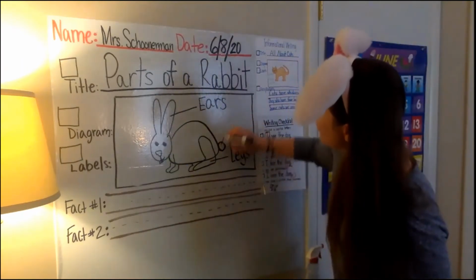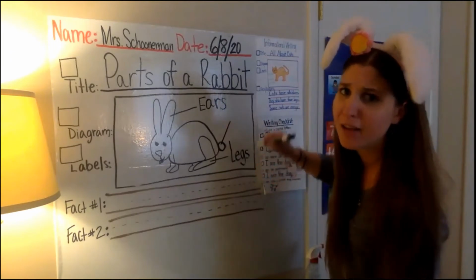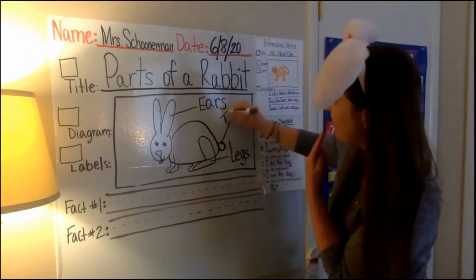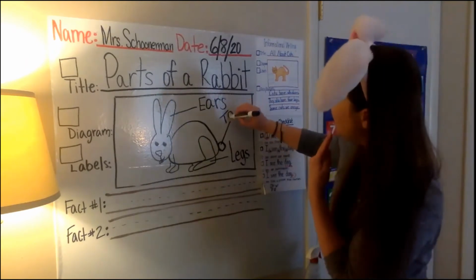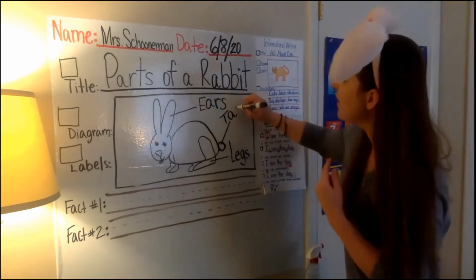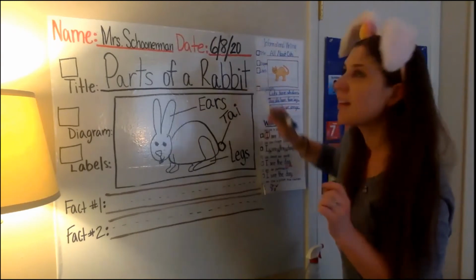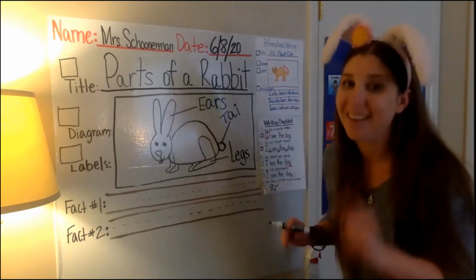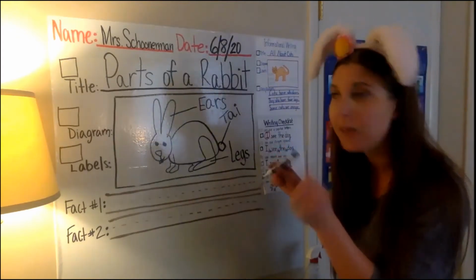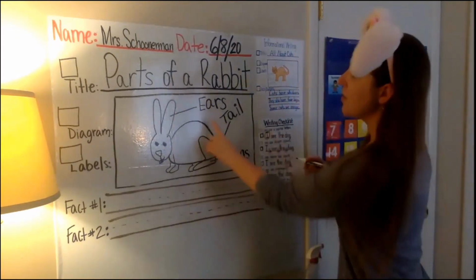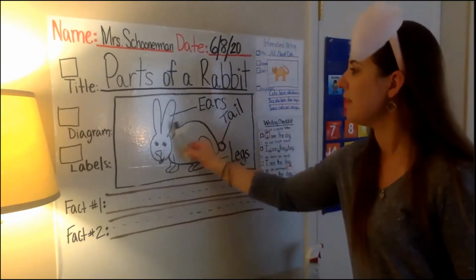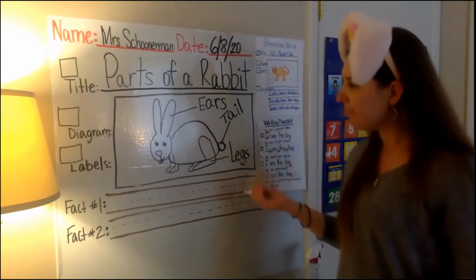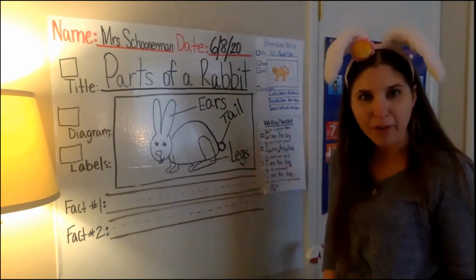Rabbits also have a tail. So let's label his cute little cottontail. Tail, T, A, and an I, tail. What's at the end? L, tail. Yeah, add an L. So far we've labeled ears, tail, legs. What else could we label?